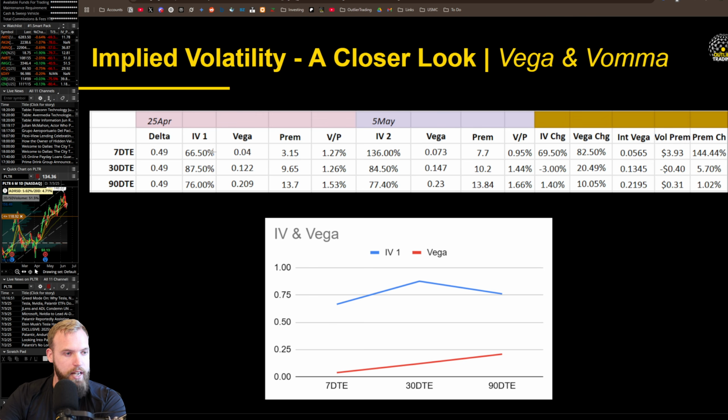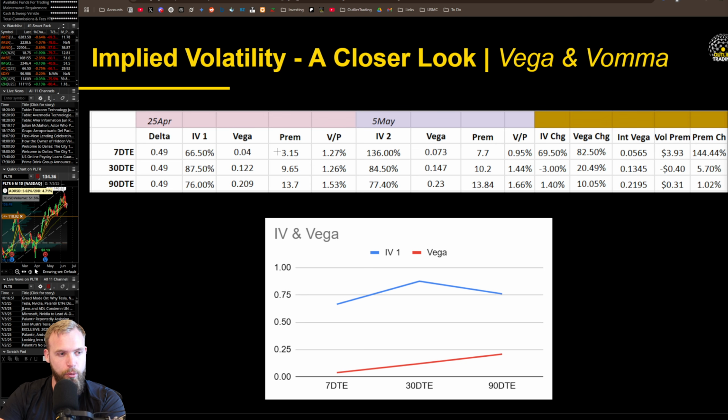Now, if we go to 5 May, I want you to take a look at the change in implied volatility. The 7-day vol ballooned. It went from 66.5% to 136%. A massive change, an 82-point change. This is not a percentage, right? So 82 percentage points between these two. So it's over a 100% change as a percentage. Big, big move.